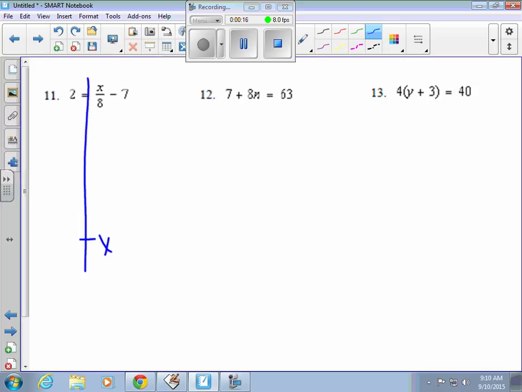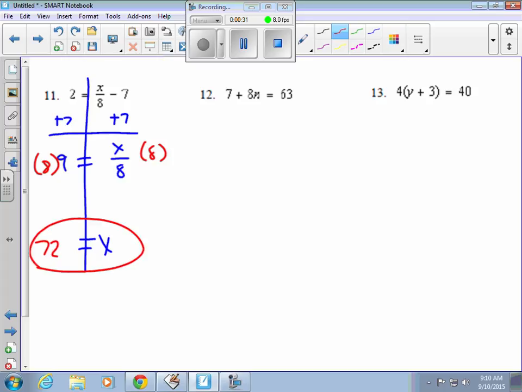You undo minus 7 by adding 7 to both sides. If you add it there, add it here. 2 plus 7 is 9 equals x over 8. That means x divided by 8. So cancel out divide by 8 by multiplying both sides by 8. 9 times 8 is 72. So x is 72.